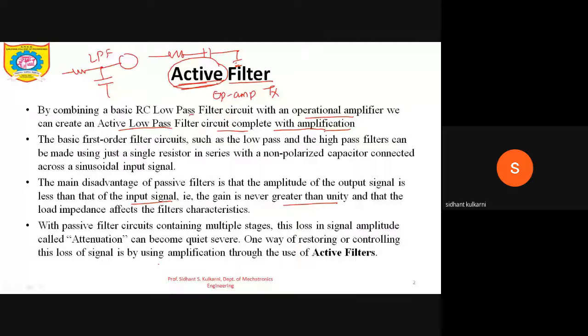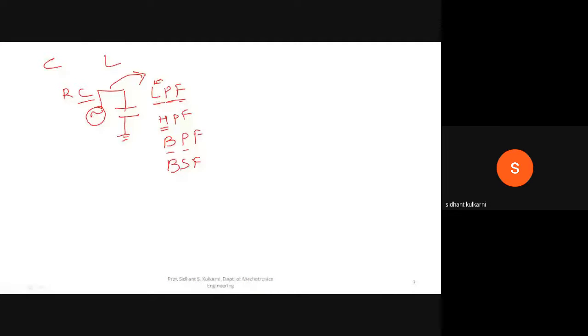Controlling the loss of the signal by using amplification through the use of active filter. Now, what is active filter? I have told you this component. So low pass means it will pass low frequency. High pass means it passes high frequency components. Band pass means it passes a band of frequencies, and band stop means it will reject. Band stop filter is also called band reject filter. Okay, these things you need to be aware of.